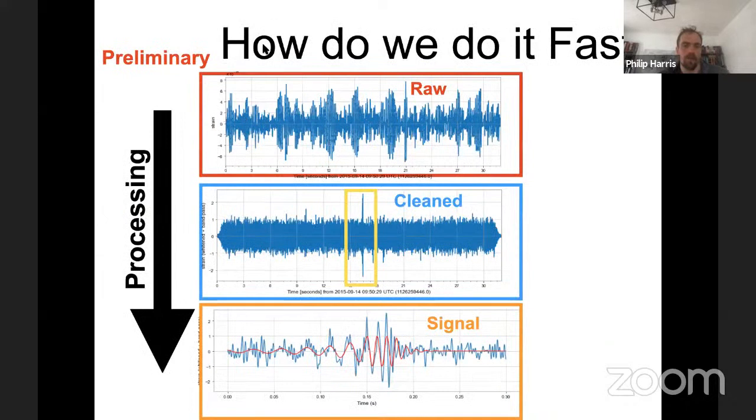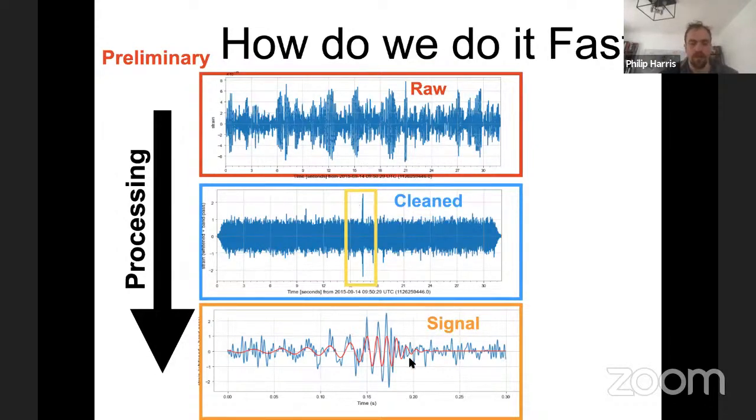Well, here's a typical raw data signal. This is what it looks like. The first thing you have to do is clean it. If you clean this data and then look, you see a signal here. This is actually the first gravitational wave event that we observed.